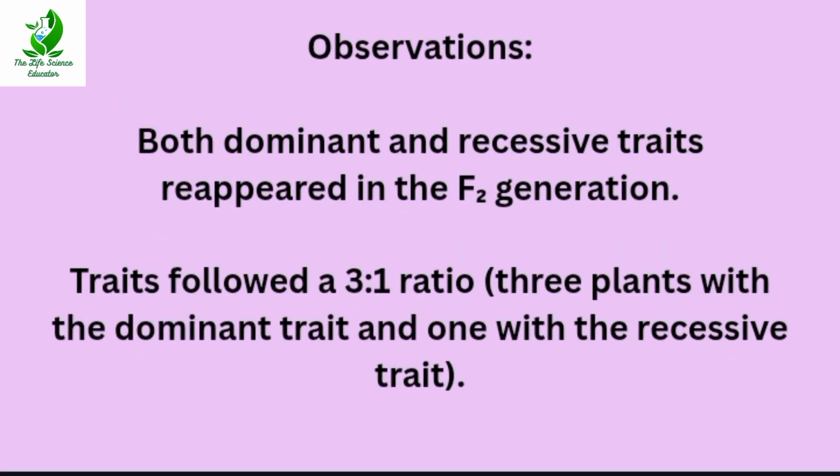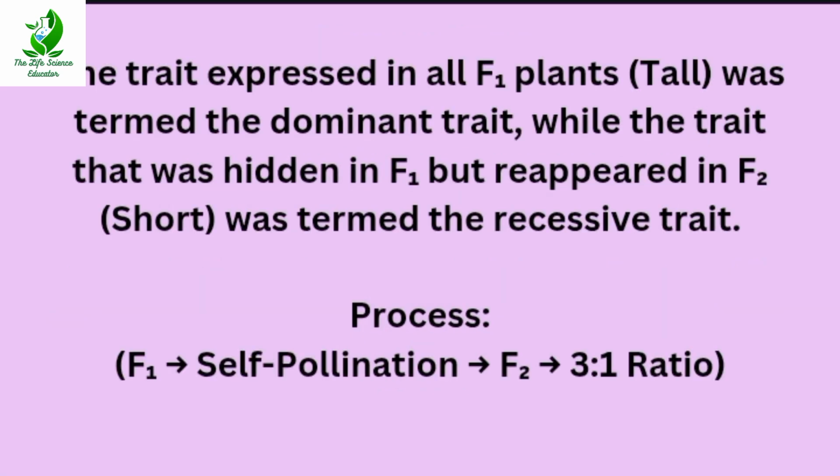So in the F2 generation, both the dominant and recessive traits reappeared, and traits followed a 3:1 ratio, that is 3 plants with the dominant trait, tall character, and 1 with the recessive trait, that is the short character. And the trait expressed in all F1 plants, tall, was termed as the dominant trait, while the trait that was hidden in F1 but reappeared in the F2 generation was termed as the recessive trait.